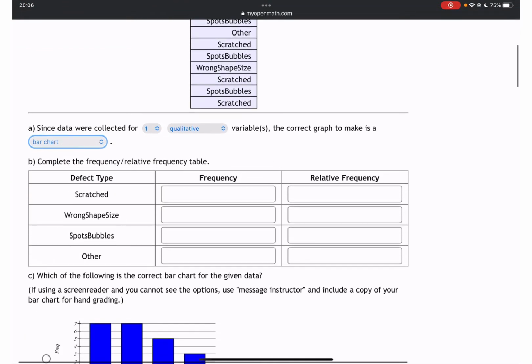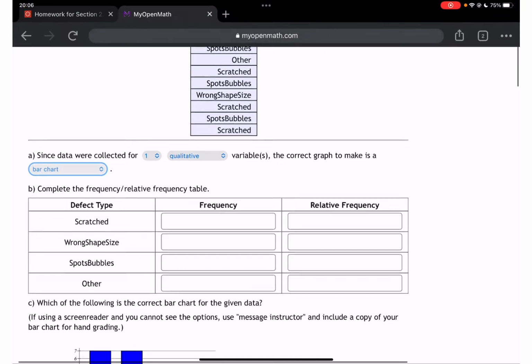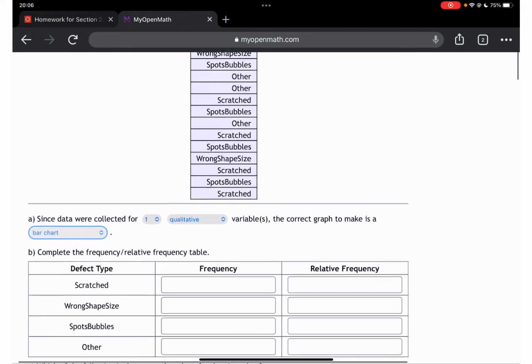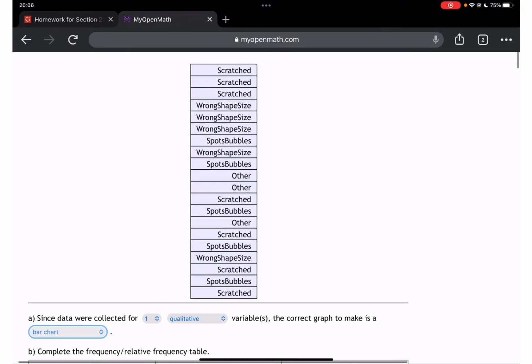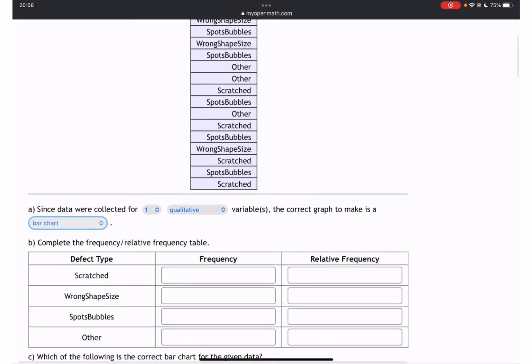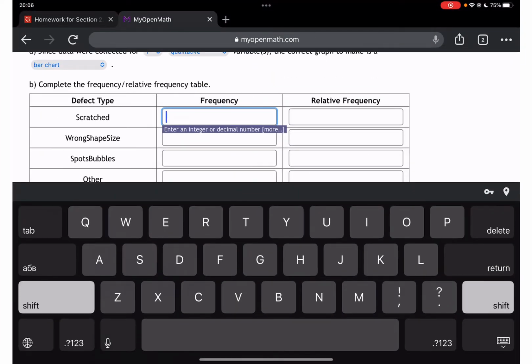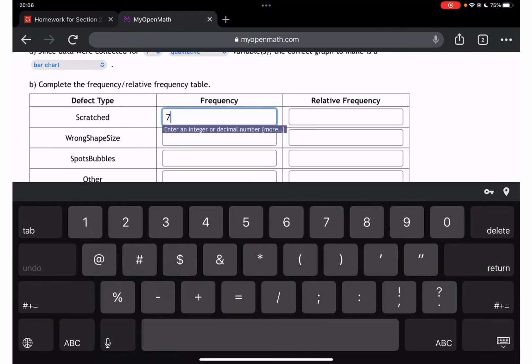Okay, so next we need to find the complete frequency and relative frequency table. First let's start with frequency, scratched. I'm going to count in this table how many elements are identified as a scratch defect. 1, 2, 3, 4, 5, 6, 7. Okay, hopefully I counted correct. I didn't miss anything. I could go one more time.